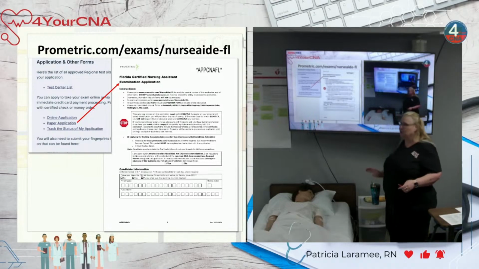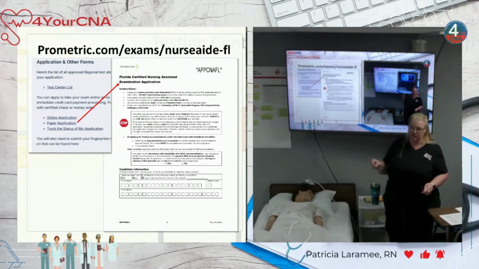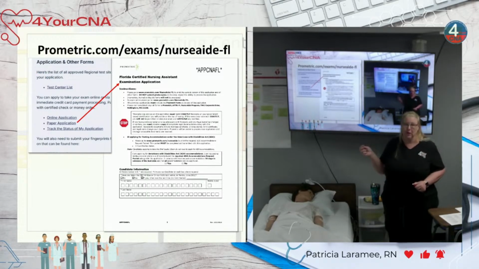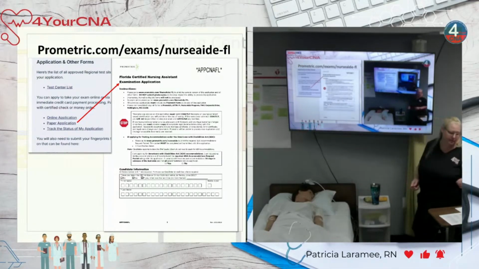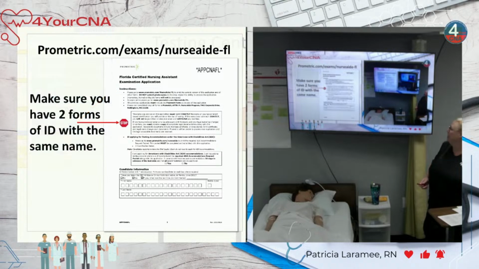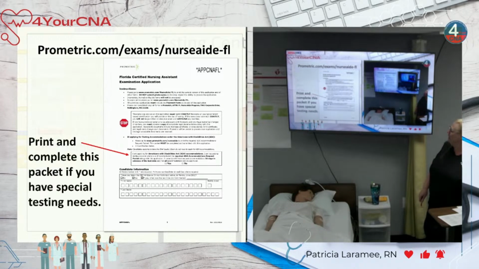Please make sure that your IDs are not expired. That happened to a student not too long ago. She was turned away for testing because her driver's license had expired. So they can't use it. Please make sure your ID is not expired. So make sure you have 2 forms with the same name.